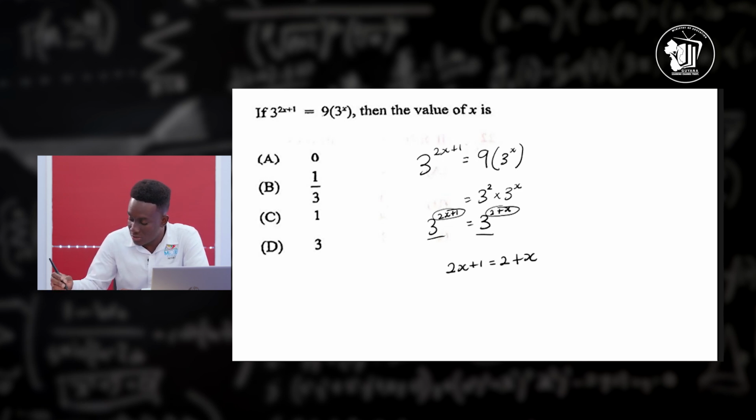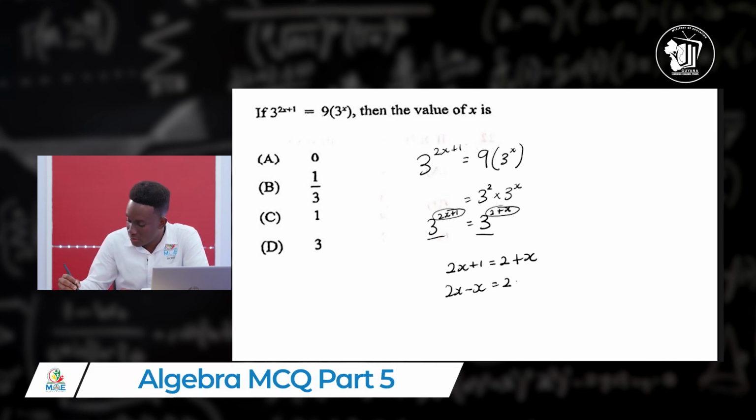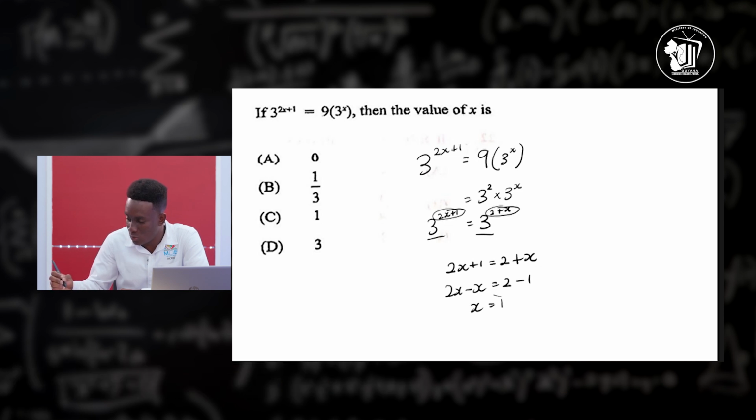So we can put all the x's on one side. So we'll have 2x, this x is adding, we take it over and subtract, minus x is equal to 2. And this is adding, we take it over and subtract, 2 minus 1. So 2x minus x would give me x, is equal to 2 minus 1, which would give me 1. x is equal to 1.